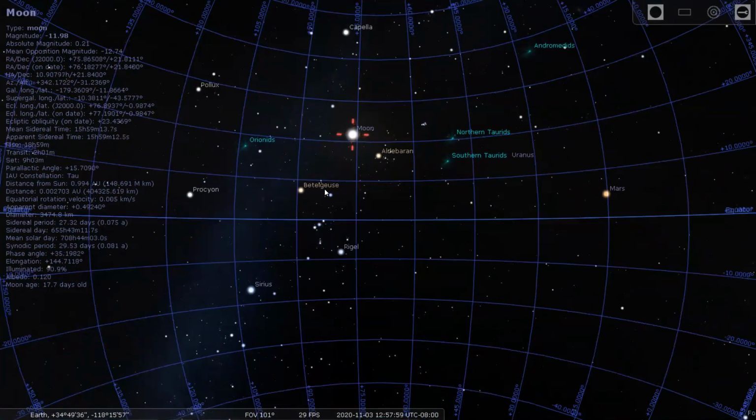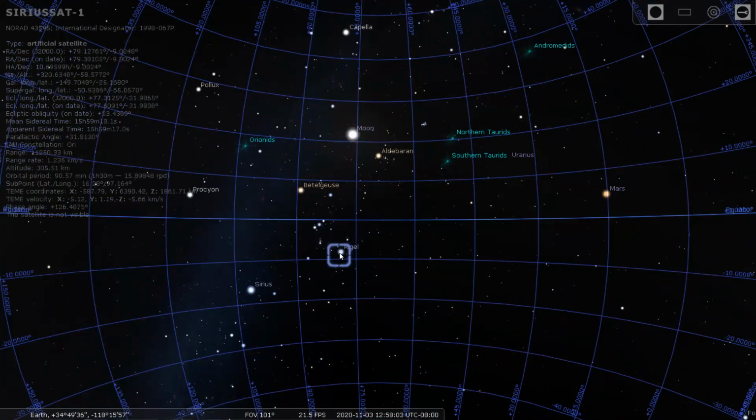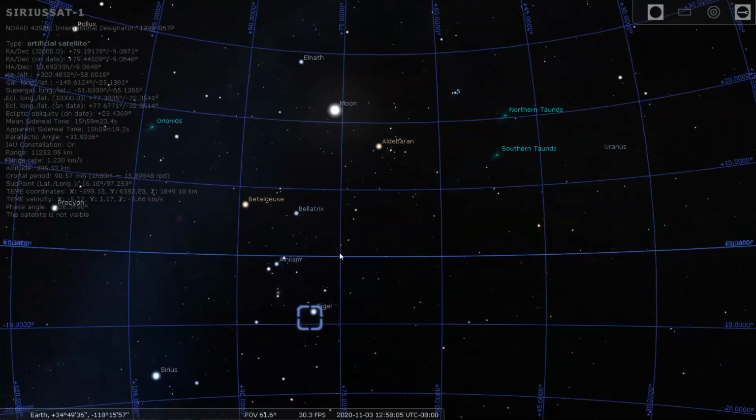Let's check the declination for something below the equator. How about Rigel, one of the stars of the constellation Orion? It's below the equator, so I expect it to have a negative declination. There it is, negative 9.2. And you'll notice it actually is changing.